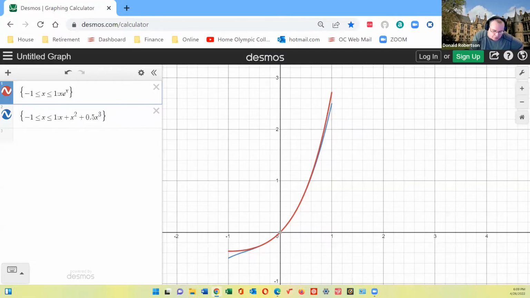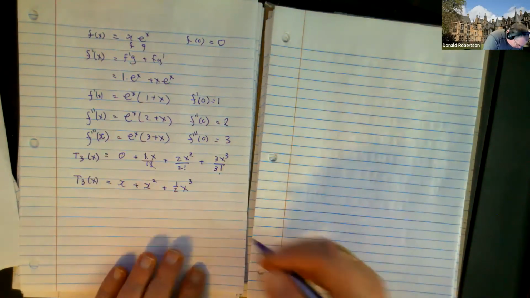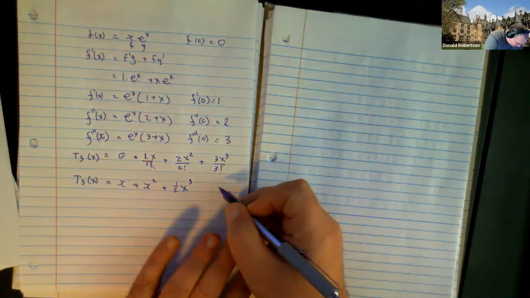Now I'm going to return back to our notes and see if we can apply some of that to a question that you would expect someone to ask. The question would go something like this. I have this function, but it's too difficult to calculate, for whatever reason, and you're going to use T3 of x. And you're only going to use it in the interval -1 to 1, right?